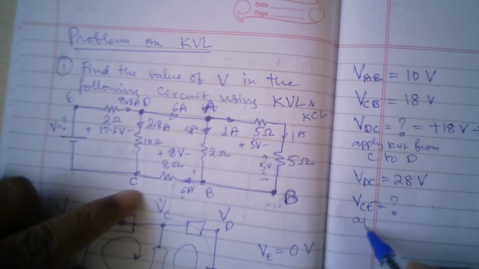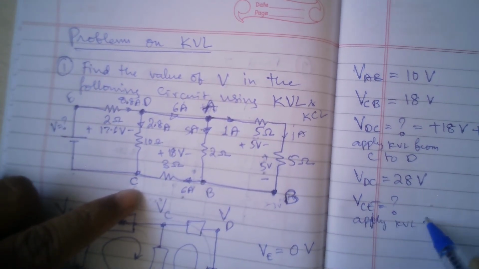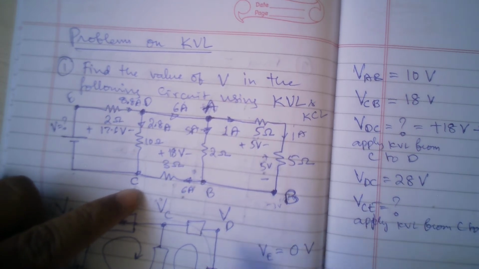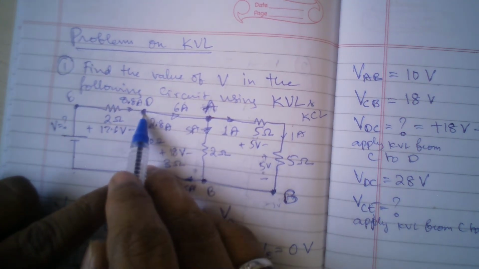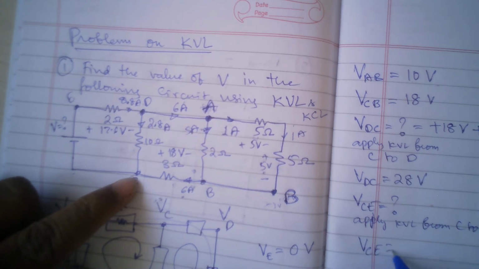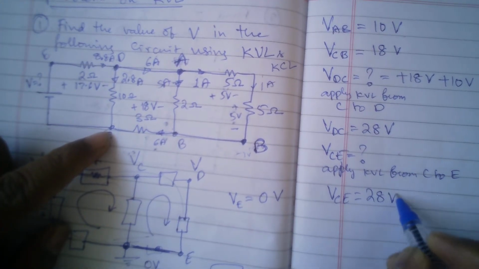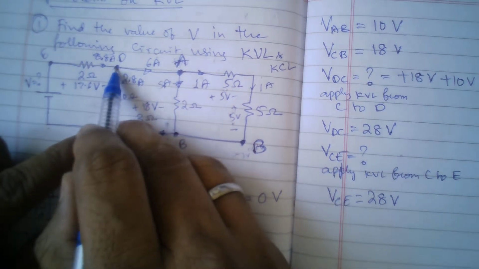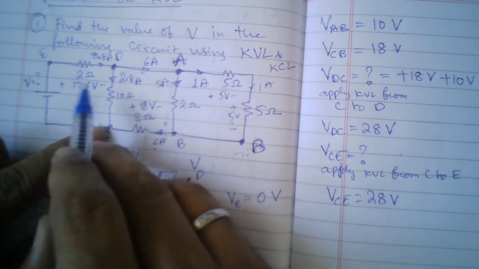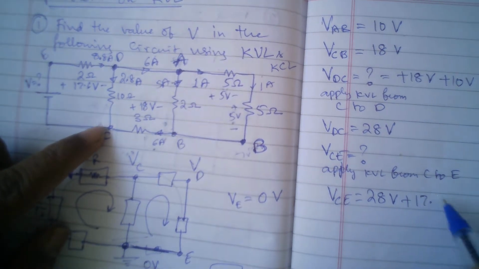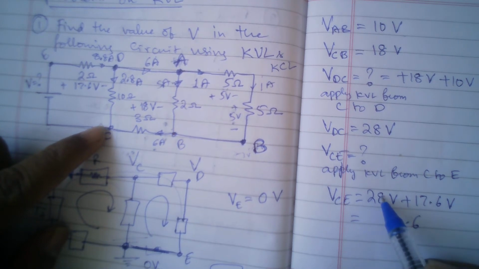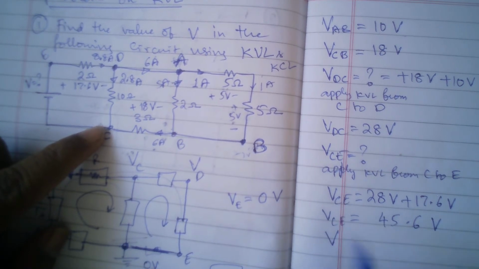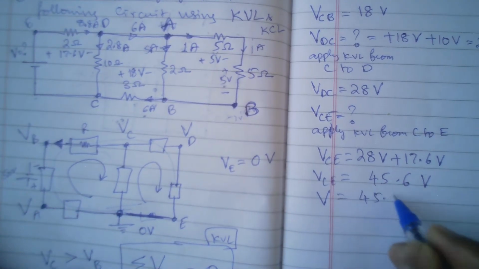Okay, so apply KVL from C to E. Now C to E I can go via D because now I know this current. C to D, what is it? 28, right? So VCE is nothing but plus 28 volts, because C to D I gain 28 volts. Again from D to E I gain 17.6 volts, so plus 17.6 volts. This total will be 45.6 volts VCE. So that is nothing but our V. That is the final answer, 45.6 volts.